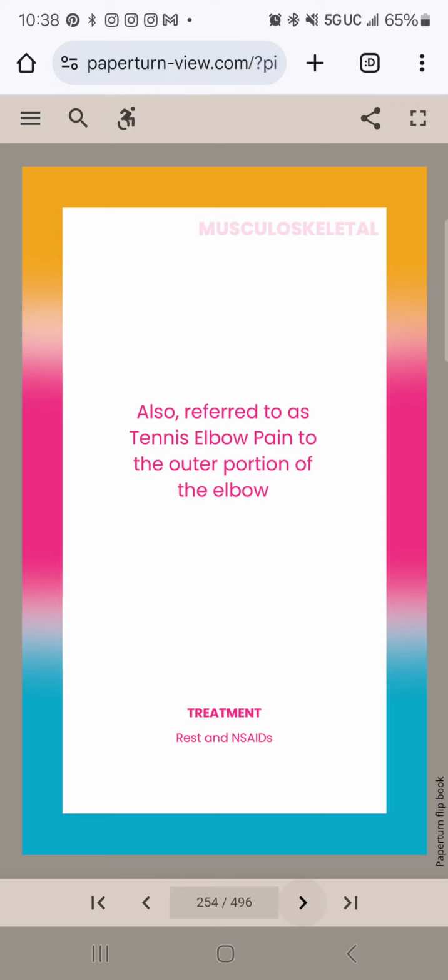Also referred to as tennis elbow. Pain to the outer portion of the elbow. Treatment is rest and NSAIDs. This is why punctuation is key, right? But also referred to as tennis elbow, period. Pain to the outer portion of the elbow. We treat with rest and NSAIDs.